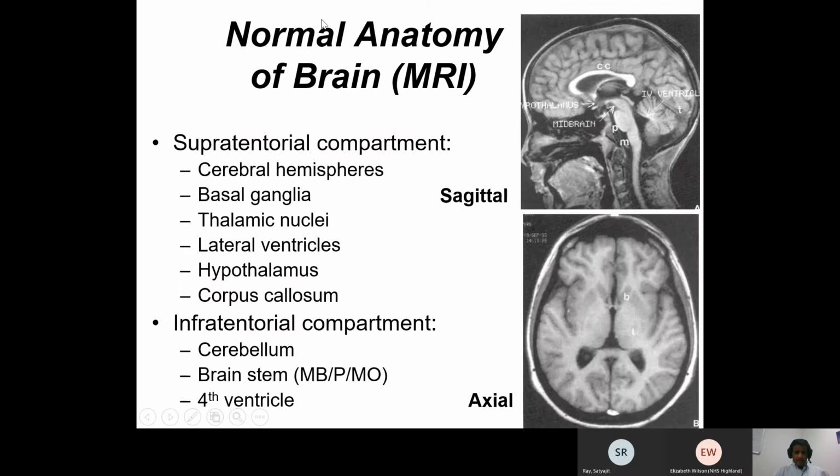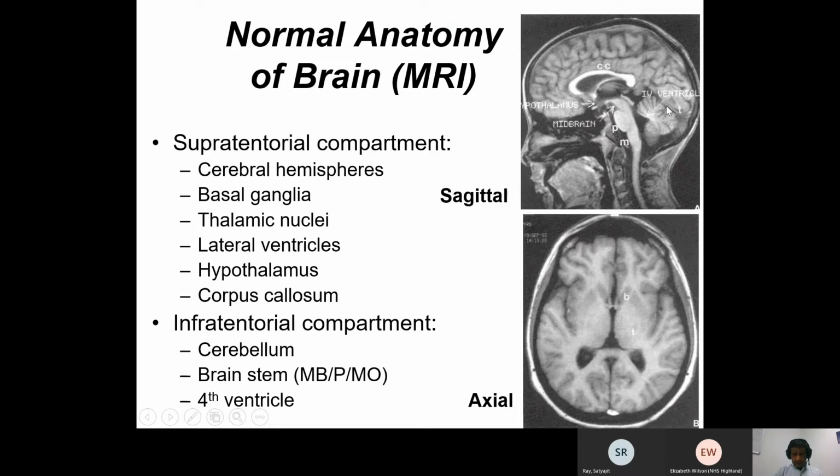So as you can see, in order to understand where the tumor develops in these locations: the supratentorial compartment, which is the upper compartment, has the cerebral hemispheres, which are the peripheral ones, then the basal ganglia, which is the more medial one, and then the middle one, the thalamic one, the lateral ventricles, hypothalamus, and corpus callosum. So it shows in the picture here.